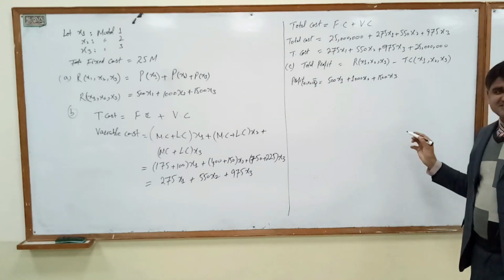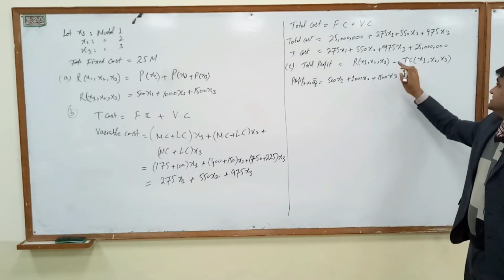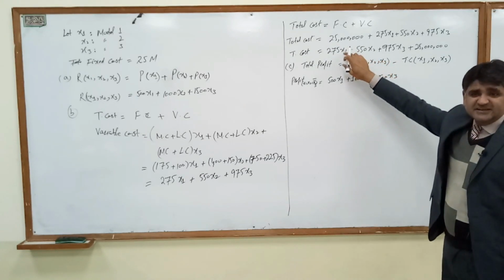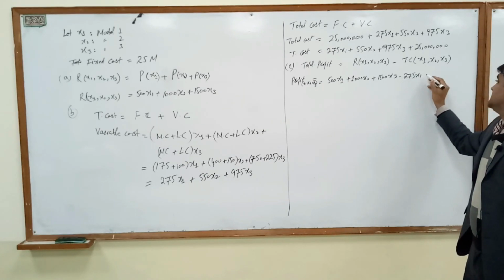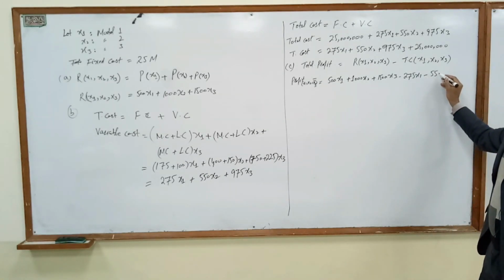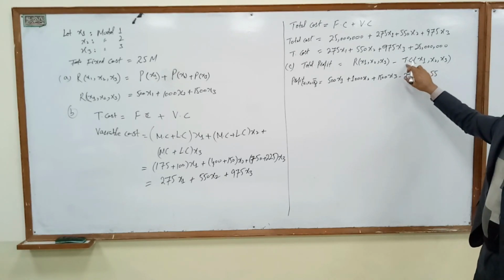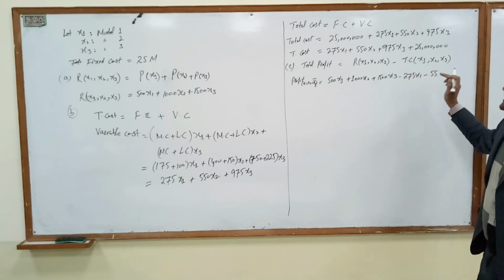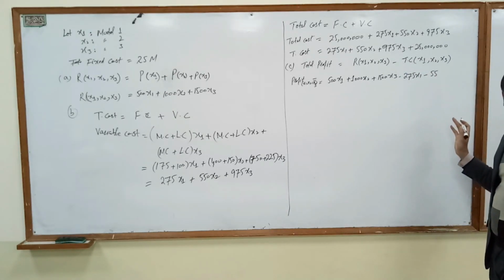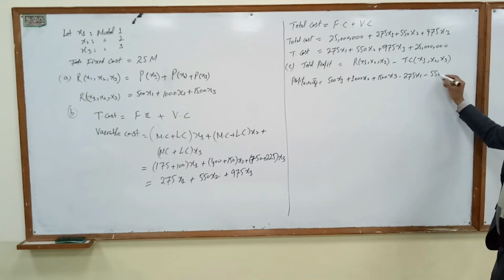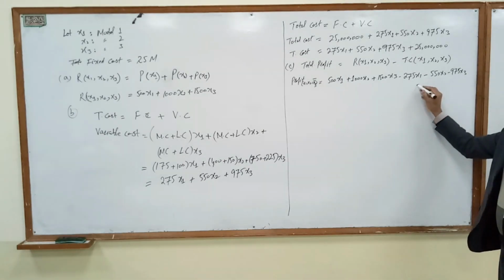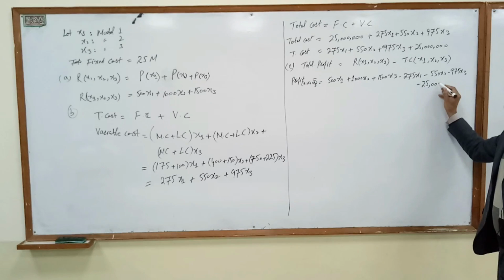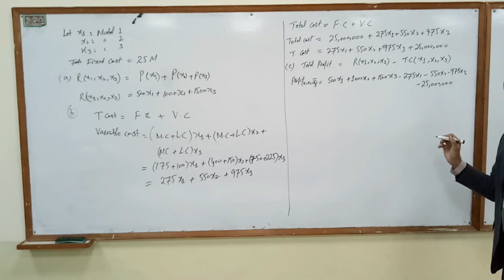What is total cost? Total cost we have determined here. Minus 275 X1 minus 550 X2, because the sign will change. Here is a minus sign, obviously the expression will be changed. So minus 550 X2 minus 975 X3, plus or minus? Minus, how much? 25 million. And million contains 6 zeros.